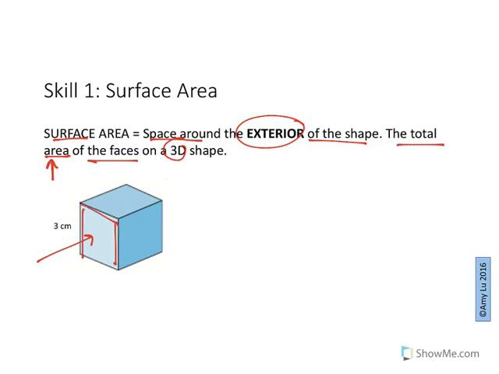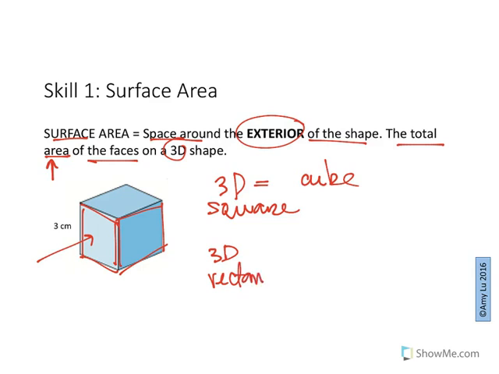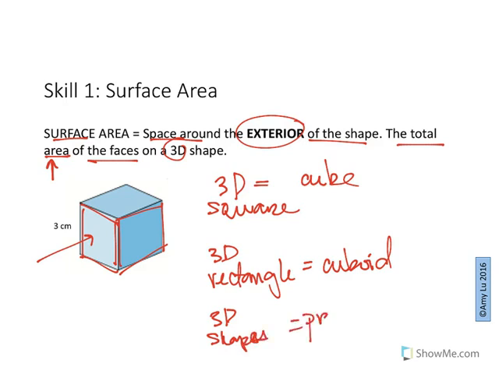So if we look at this cube right here, when a three-dimensional shape is in a box format, if it's basically a three-dimensional square, we call it a cube. If it's a three-dimensional rectangle, we call it a cuboid. Anything else that's three-dimensional, like a three-dimensional triangle or three-dimensional hexagon, we call the rest of them prisms. Okay?